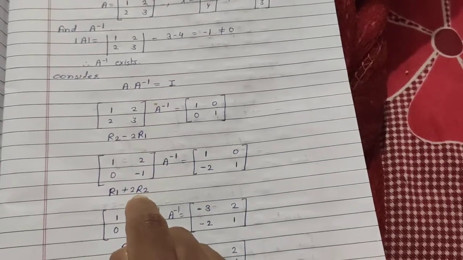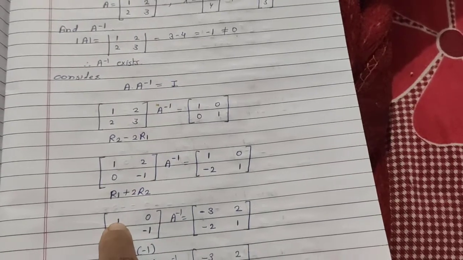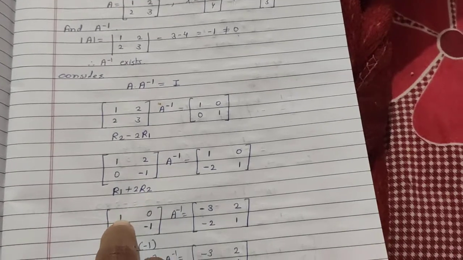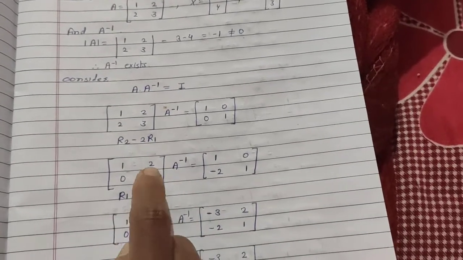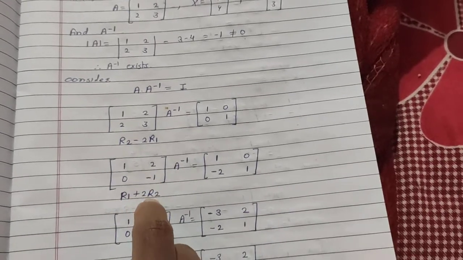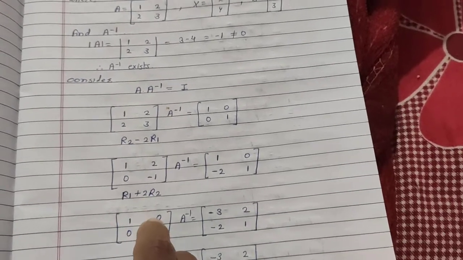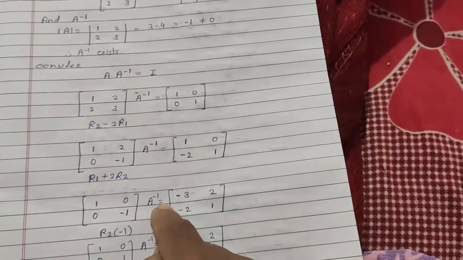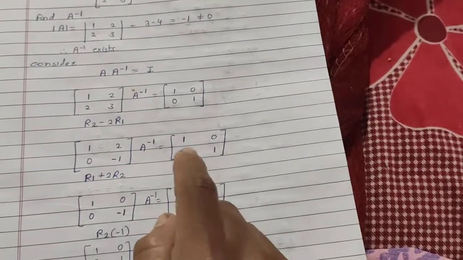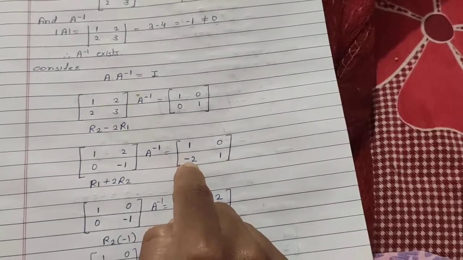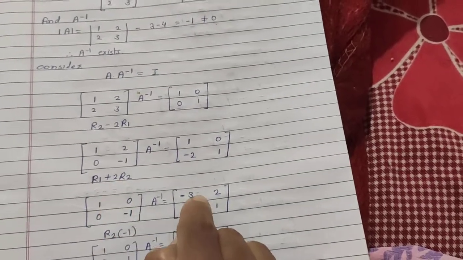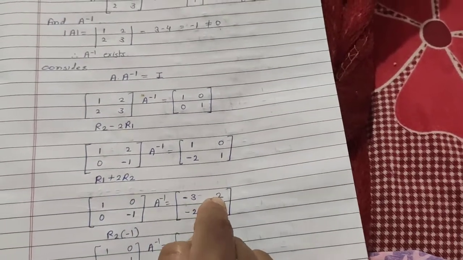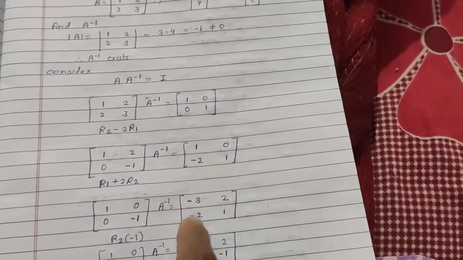Again this value we replace, replacing the 2. Therefore, R1 plus 2 times R2. Therefore, R1 is as it is: 1 plus 2 times 0, therefore 1 here. Again R1 is 2 plus 2 times minus 1, then 2 minus 2 is 0 here. And second row as it is, only the first row changes here. A inverse as it is, here also change in first row. R1 is 1 plus 2 into minus 2, 1 minus 4 is minus 3. Again here R1 is 0 plus 2 times 1 means 2. This value we calculate, and second row as it is.